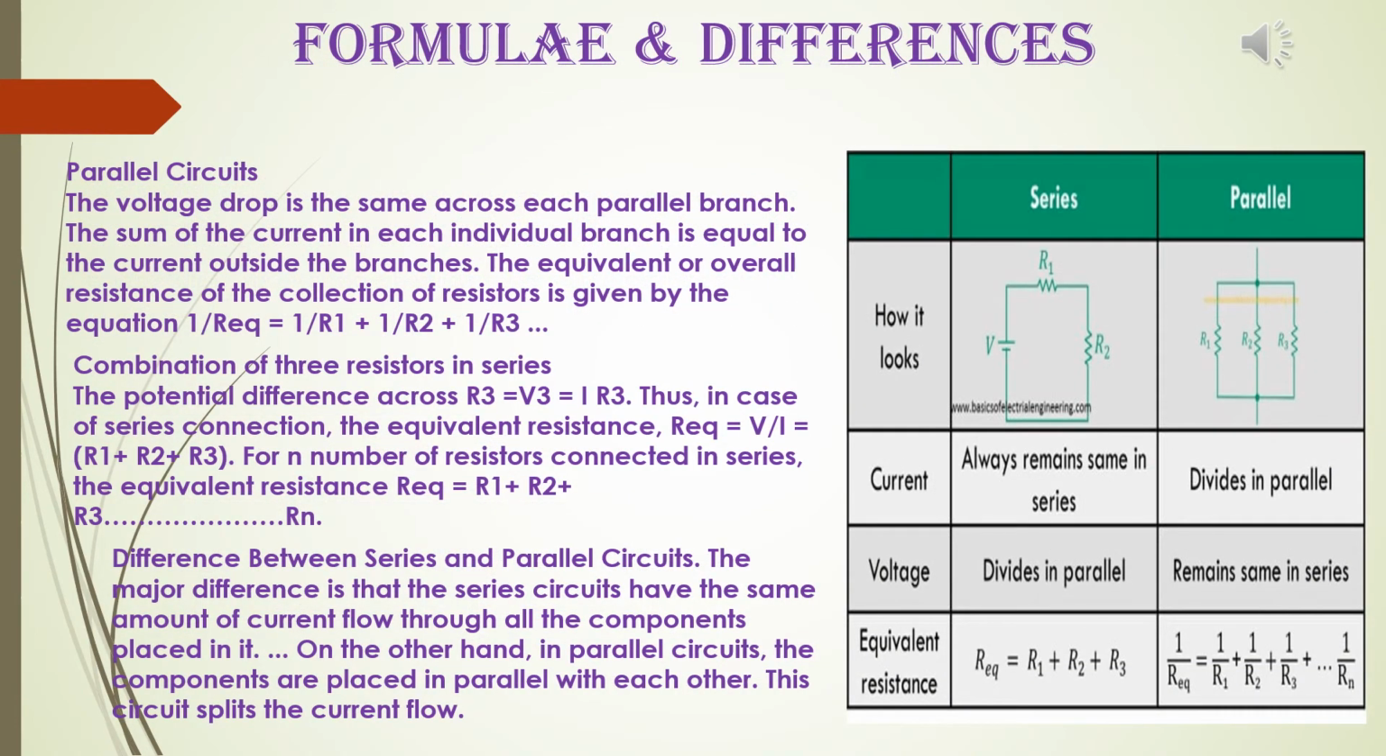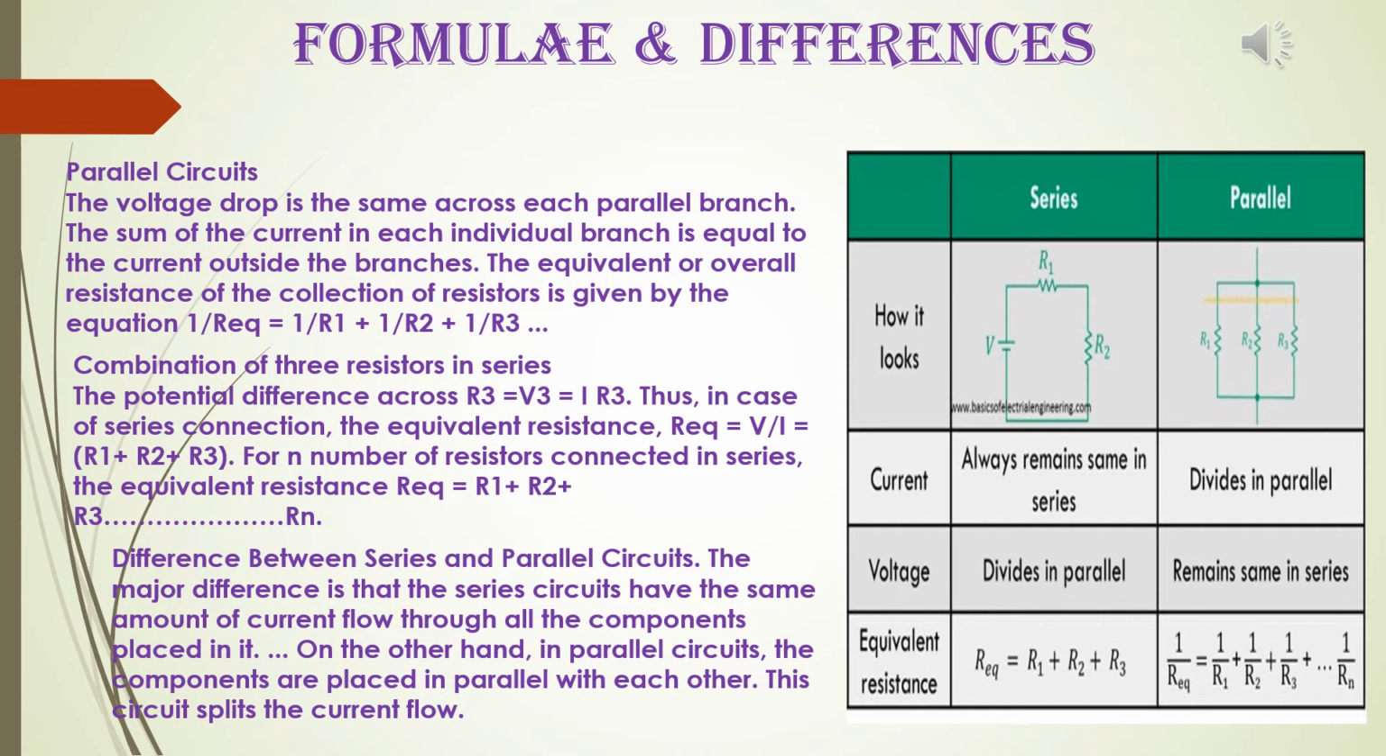Now, formulae and differences between parallel and series combination. In case of parallel combination, the voltage drop is the same across each parallel branch. The sum of the current in each individual branch is equal to the current outside the branches. The equivalent or overall resistance of the collection of resistors is given by the equation 1 by R is equal to 1 by R1 plus 1 by R2 plus 1 by R3. Here, instead of R, I have taken Req, that means equivalent resistance.